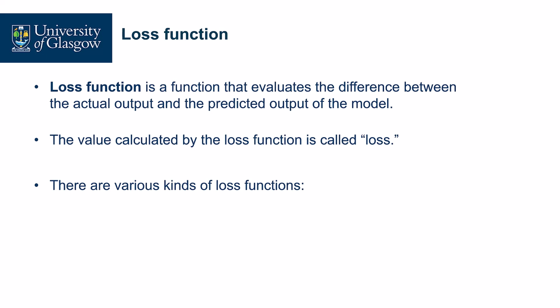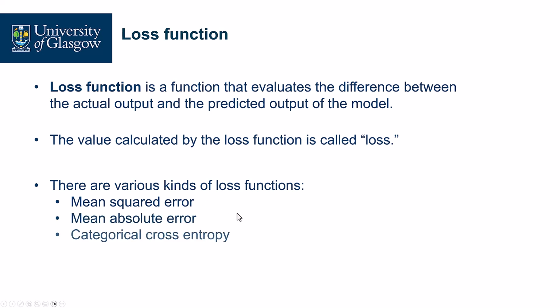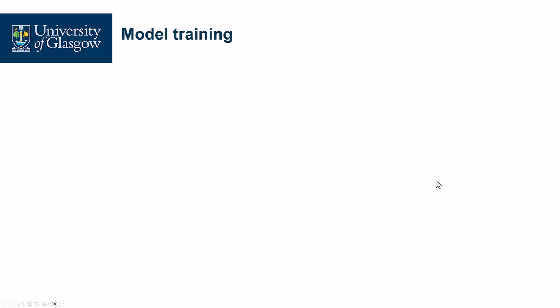There are various kinds of loss functions. For example, the mean squared error, this is for regression, right? And there's also mean absolute error, this is also for regression. And we have the categorical cross entropy, this is used for classification, right? And we have many more loss functions. So with a loss function, we can start the model training.